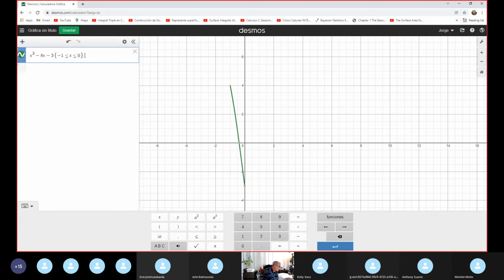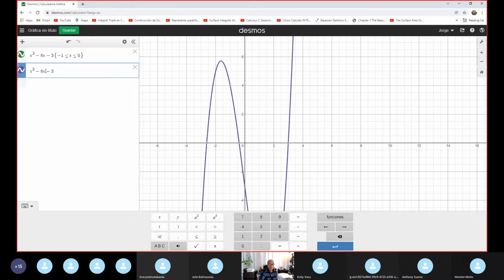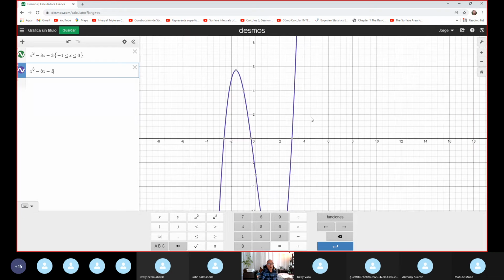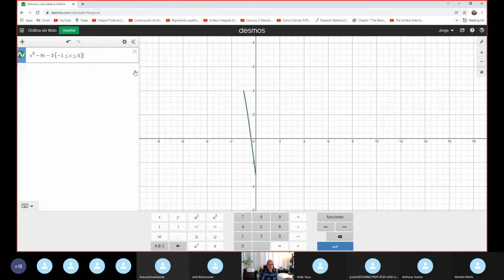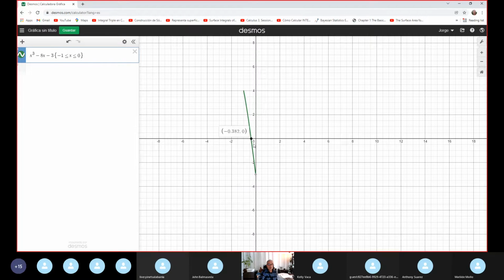You specify the interval you want to analyze. Let me copy and paste. Control C, Control V, paste. When you do a specification, you have the graph of the complete polynomial. However, the specific part I want to analyze is this, and the zero is this point. Clear or no?